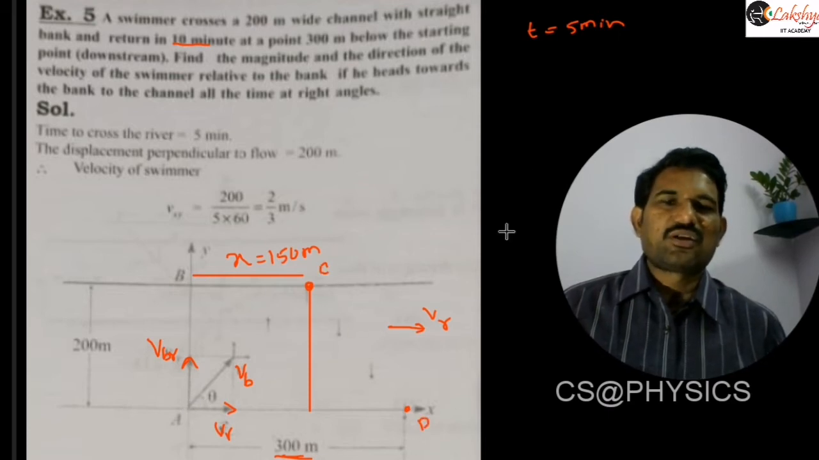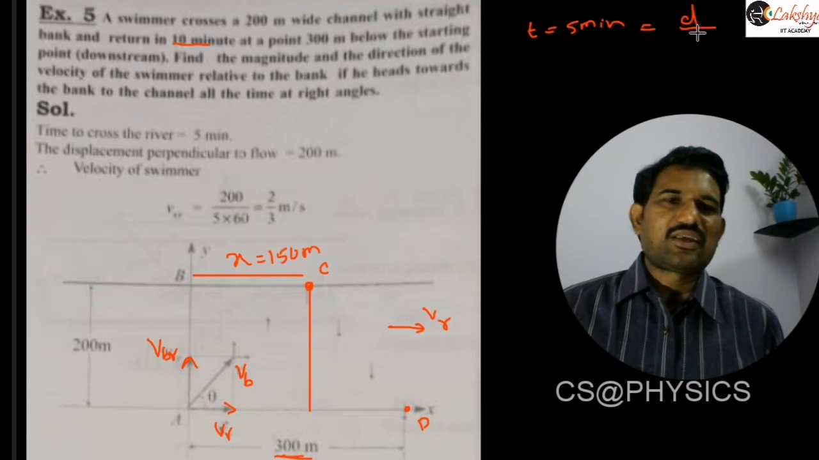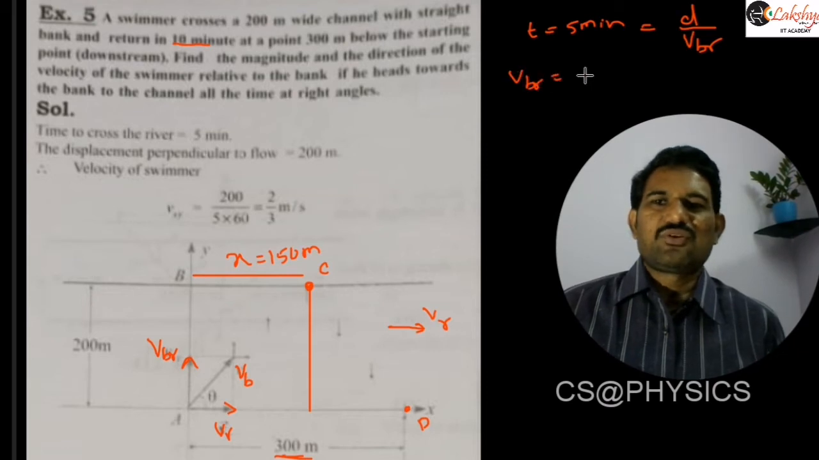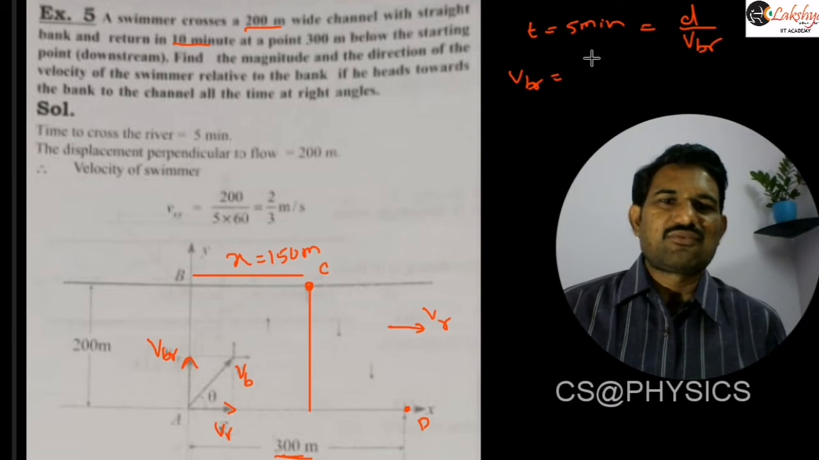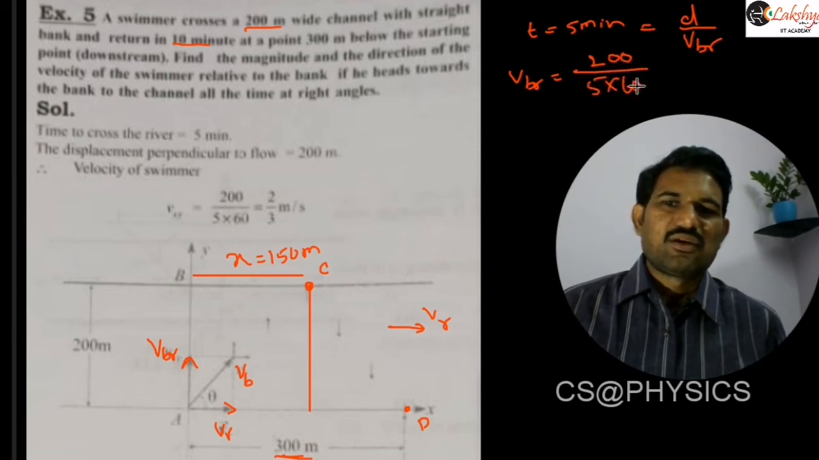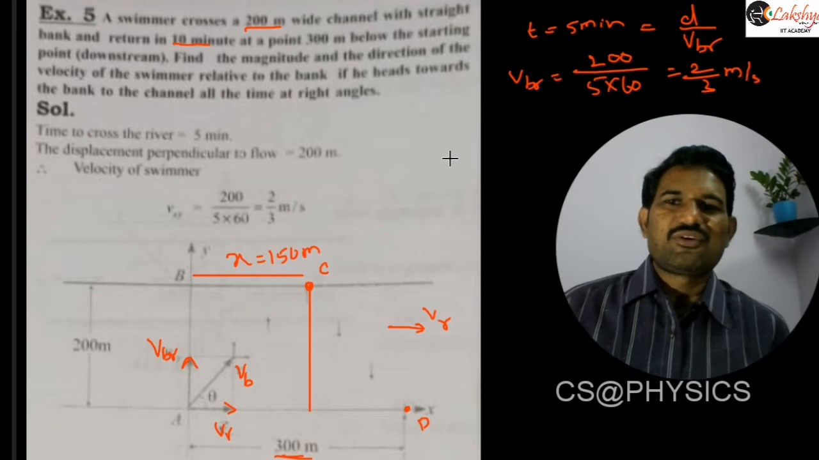Suppose this point is D. Now the time taken formula in the perpendicular case we can write as D by VBR. Therefore VBR is equal to the width of the river, which is 200 meters as given, so it is 200 by 5 into 60. Then you will get it in meters per second, which is nothing but 2 by 3 meters per second. So that is our VBR value.